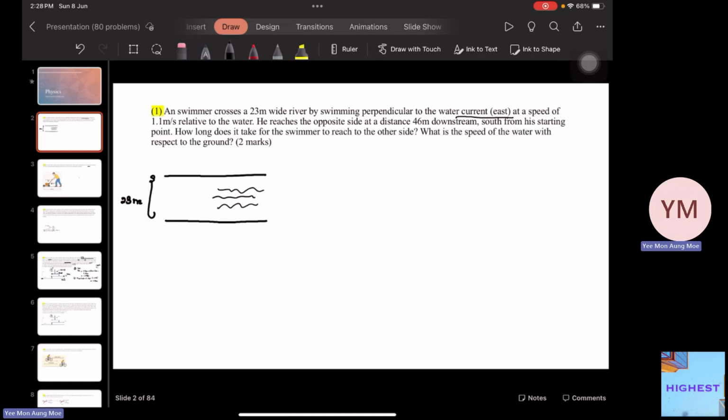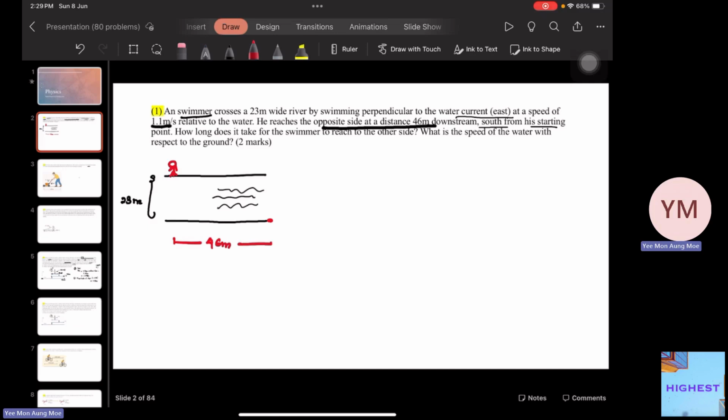The speed of the swimmer is 1.1 meter per second. He reached the opposite side at a distance of 46 meters downstream south from his starting point. So if he starts here, he will end up in the southeast position, here, because this distance is 46 meters.